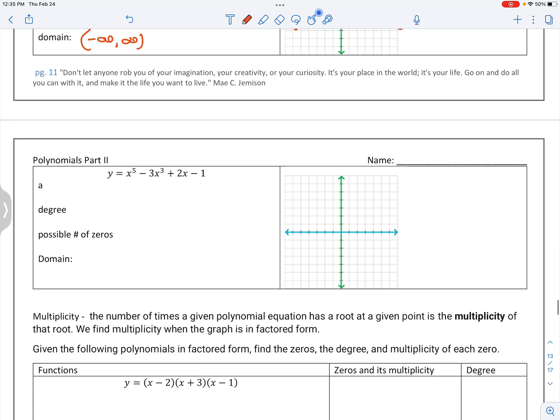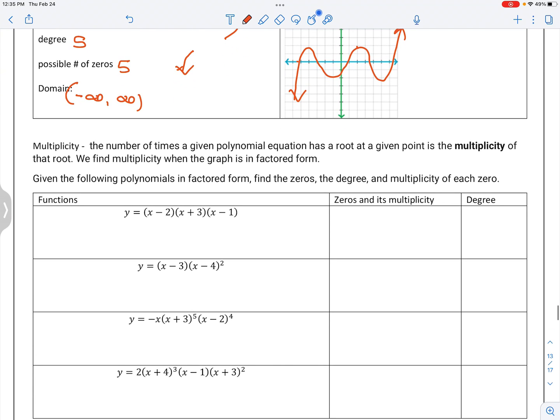Okay, for this one, A is 1, so it is positive. The degree is 5, the number of possible zeros is 5, and of course the domain is negative infinity to infinity. And since it's of odd degree, it's going to look like this. So I'm going to start here, and I'm going to go through 5 times. 1, 2, 3, 4, and then 5. Okay, so that's kind of what the sketch will look like.